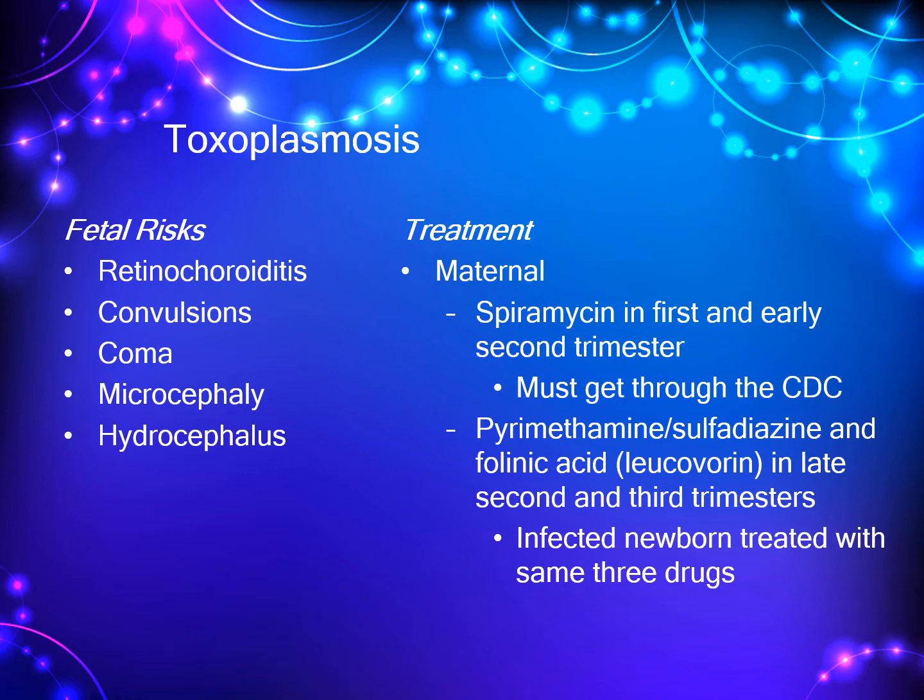For treatment, we will treat the mom with spiramycin in the first and early second trimester. This medication must be retrieved from the CDC. Pyrimethamine, sulfadiazine, and folinic acid in the late and second trimesters is also possible. The infected newborn is treated with the same 3 drugs.